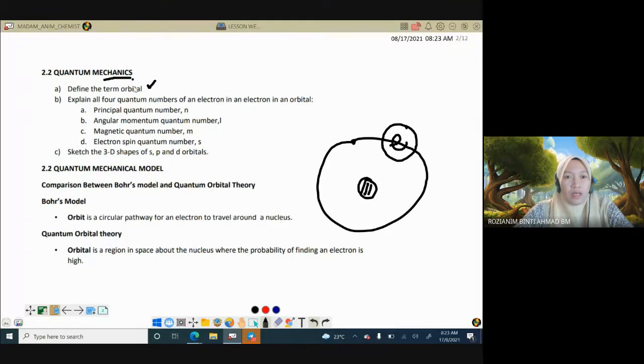So in the quantum topic, we find that the electron is in an orbital according to the 4 quantum numbers. So what are the 4 quantum numbers? N, L, M and S. And then after that, you have to draw the shape of the orbital. So the analogy is like this.